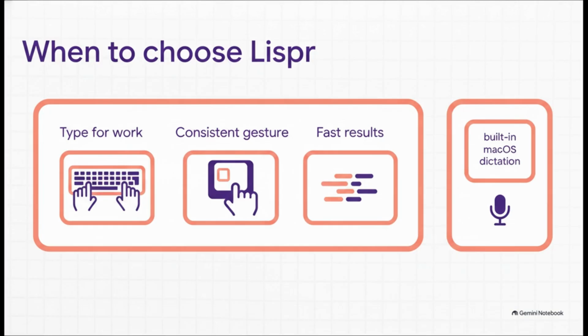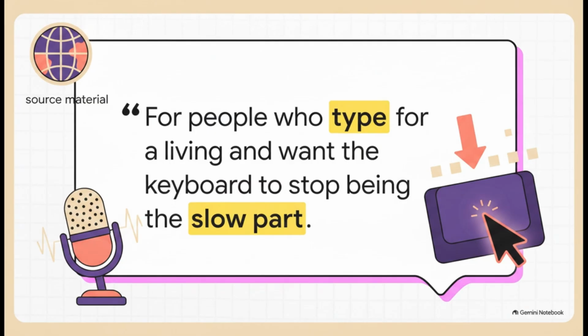So the crucial point is figuring out when a dedicated tool actually becomes necessary. You should absolutely choose Lispr if you type heavily for a living. If you want one lightning-fast, totally consistent hotkey gesture across every single app without fail. And ultimately, if you just prefer the noticeably faster, cleaner results of cloud processing over keeping everything strictly on your device.